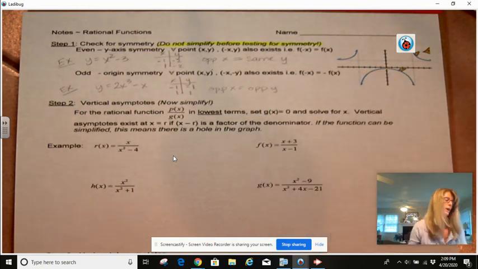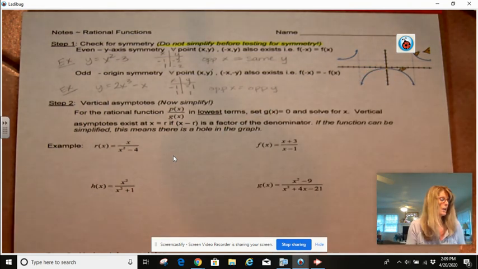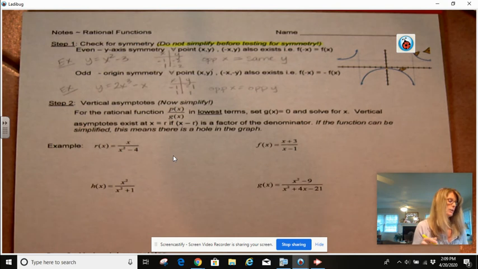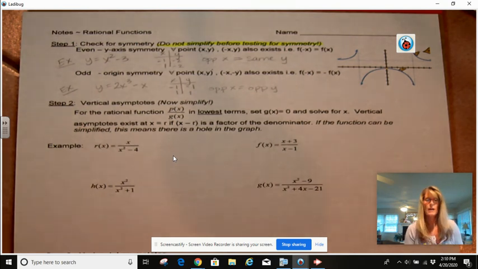And that would let me know that this is an odd function and has origin symmetry. After you complete the first step, now's the time that you want to simplify. This is where you're going to find out if you have any holes or not. Okay, and if you can simplify, you're going to use the reduced simplified function for everything else.